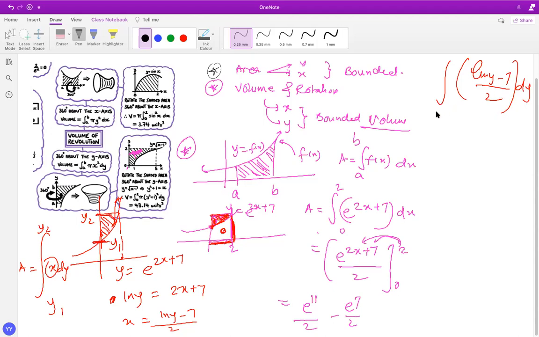Now your y1 limit is basically, when x is 0, what's your y value? That is nothing but e to the power 7. And when x is, let's say, 2, what is the corresponding y value? If I take x as 2 here, it is e to the power 11. So just integrate this, either manually or using a calculator, to find the area bounded by the curve and the y-axis. So this is how you find the area about the x and y-axis.